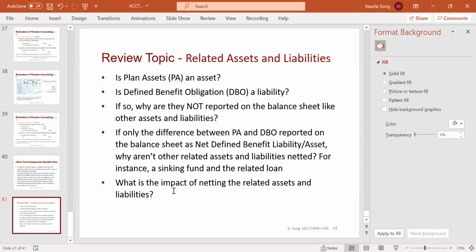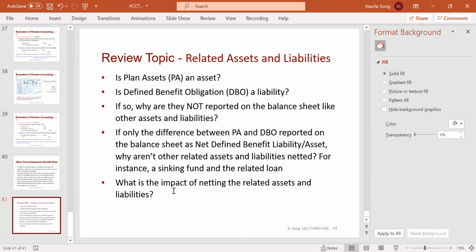So is a plan asset an asset? And who owns that plan asset? Is the defined benefit obligation a liability? Many people believe they are real assets and real liabilities, but they're not on the balance sheet. That's where the controversy is. Some people strongly believe they should be on the balance sheet, just like the sinking fund and the loan it is set aside to pay. However, in the end, they were not.